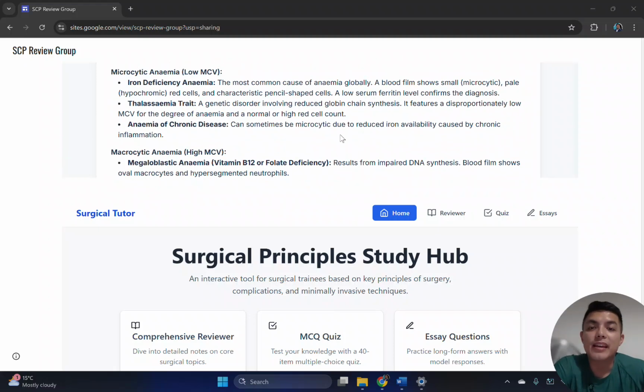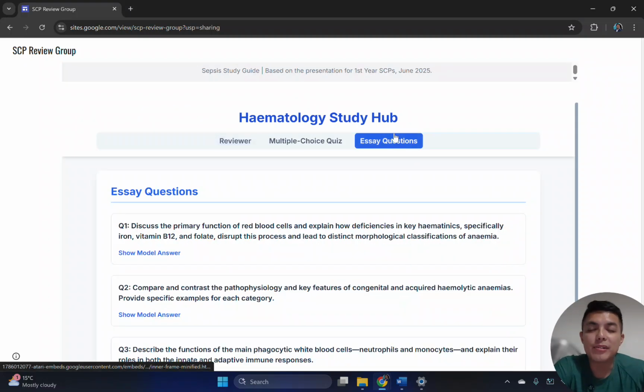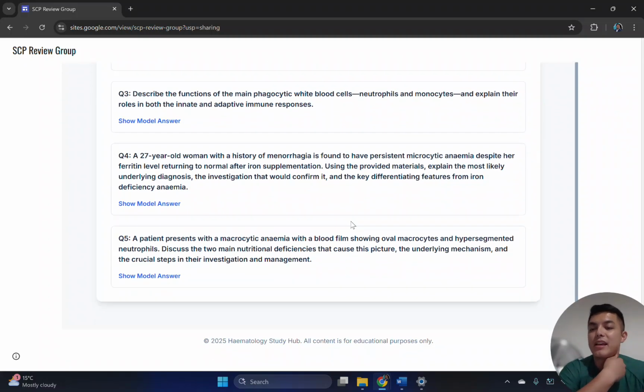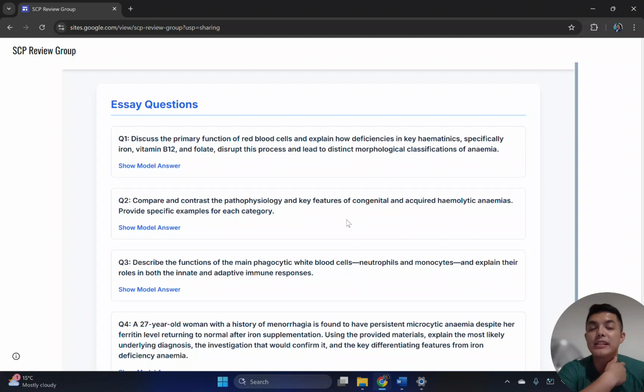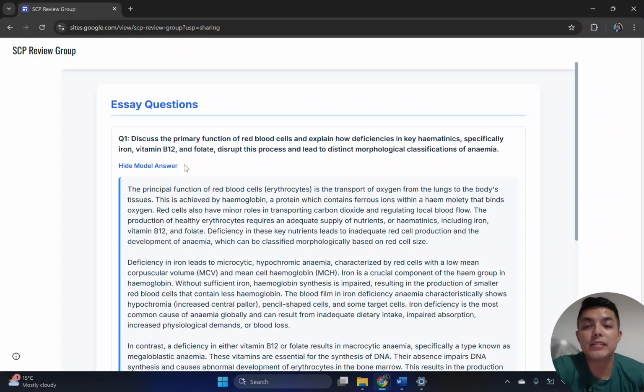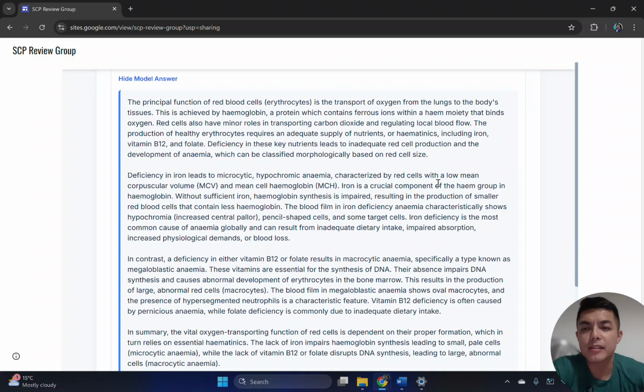Okay, and let's go to our essay questions. So we just have 5. We're just gonna tackle a couple or a few. So discuss the primary function of red blood cells and explain how deficiencies in key hematinics, specifically iron, vitamin B12, and folate, disrupt this process and lead to morphological classifications of anemia.